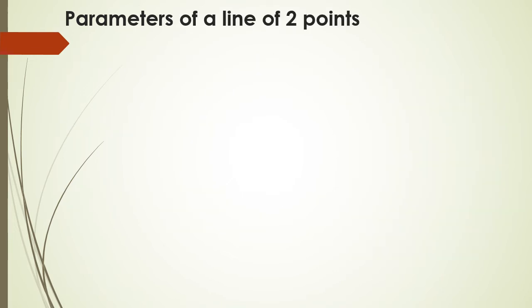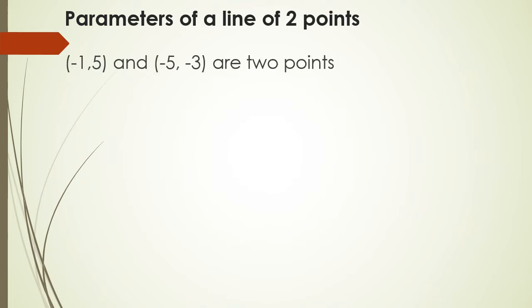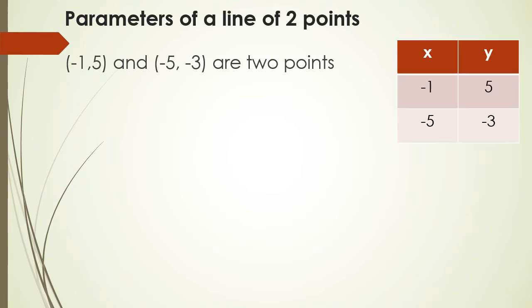Now let's try and find the parameters of a line that goes through the 2 points. So I have (-1, 5) and (-5, -3) as an example of 2 points, and I need to find the parameters of the line that goes through these 2 points. So I'm going to organize my points into a table of values where I have x and y.